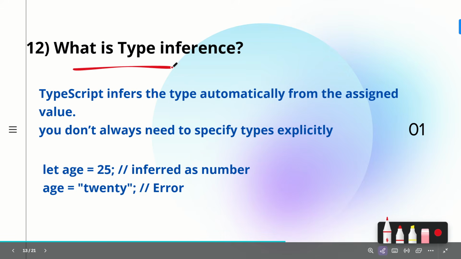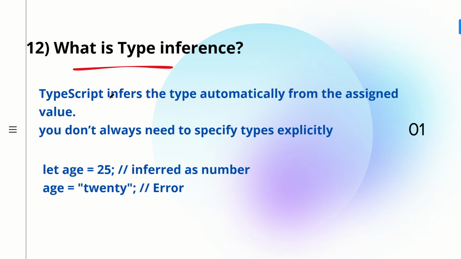Then next question is, what is type inference? TypeScript infers the type automatically from the assigned value. So what does this mean is, suppose you're in your TypeScript file, you're just writing let age is equal to 25, thinking that it would work like JavaScript and you will not get any error in future, because you have not written anything here. You have not written anything that whether this will be string or it will be number. But there is something called as type inference in TypeScript, which means that TypeScript is going to infer the type of the variable automatically from the assigned value.